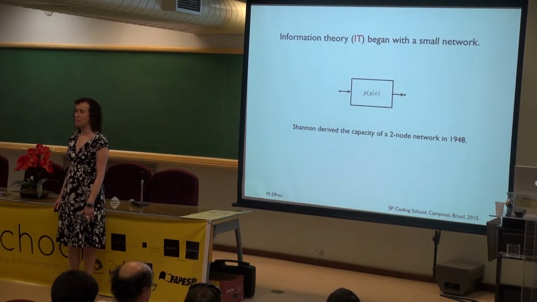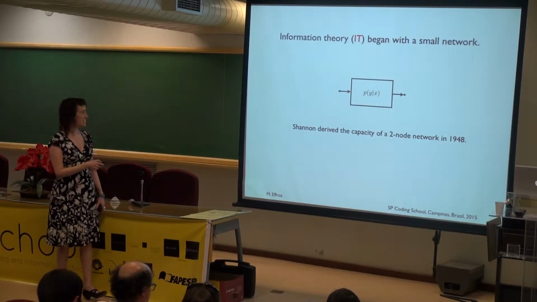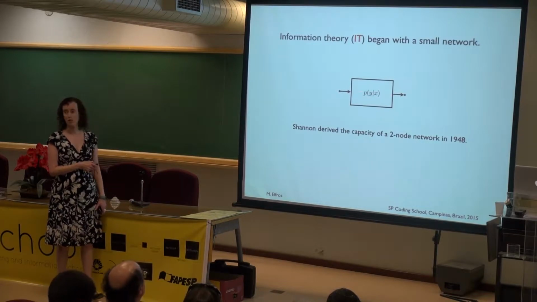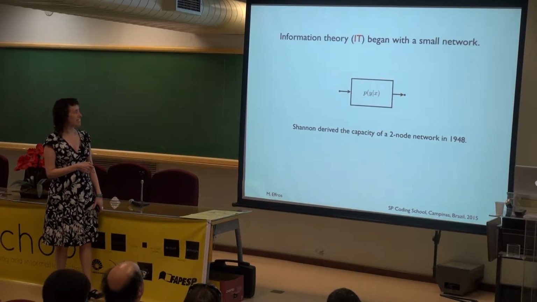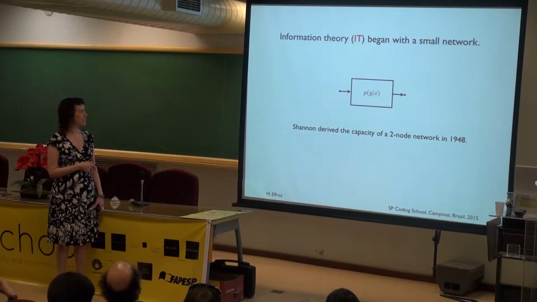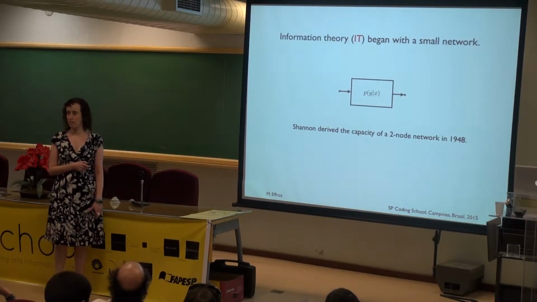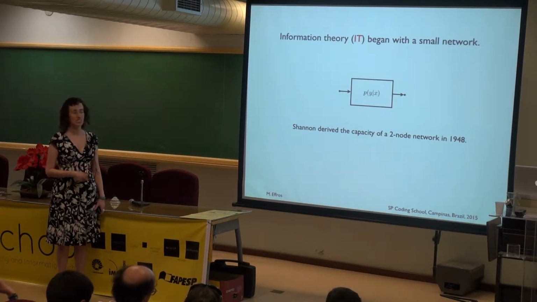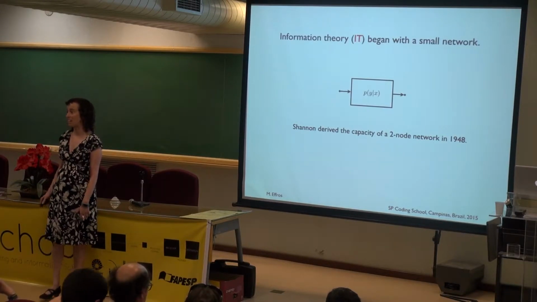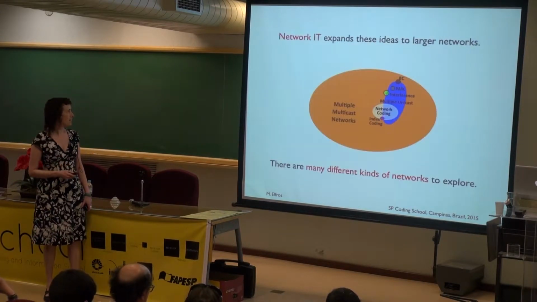So information theory began with Shannon's investigation of probably the smallest network that you can imagine, a network with just 2 communicators. In fact, it's not only a network with just 2 communicators, but communication goes only one direction. So we have a single transmitter and a single receiver and some notion of noise occurring in this system. And of course, Shannon derived the capacity of that channel back in 1948.